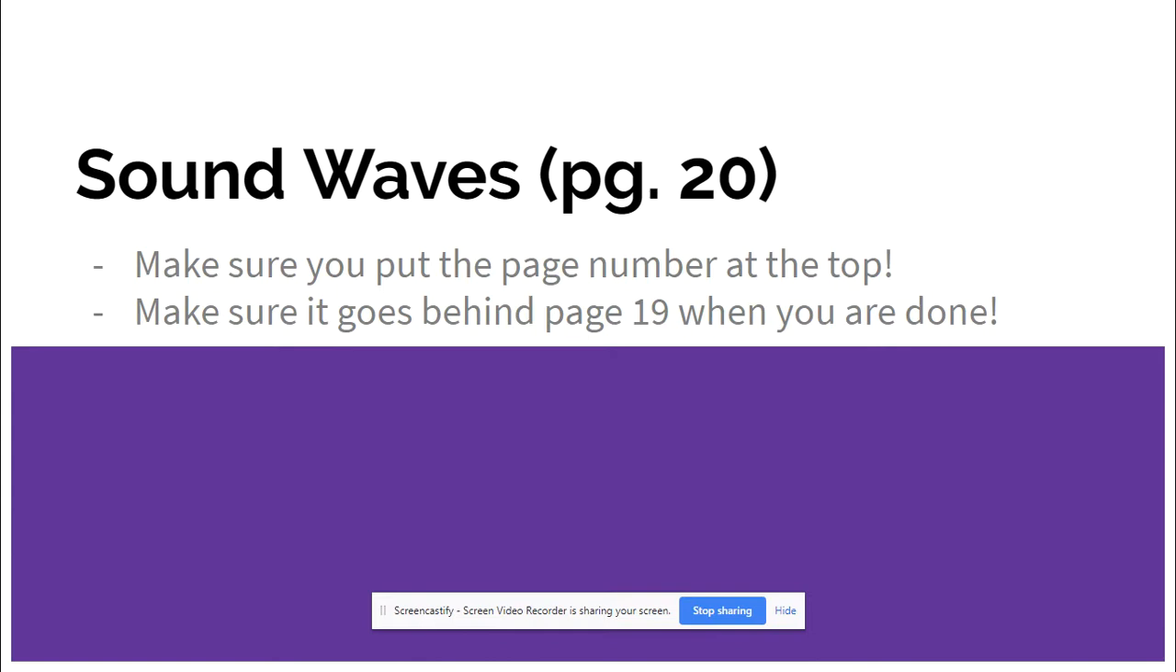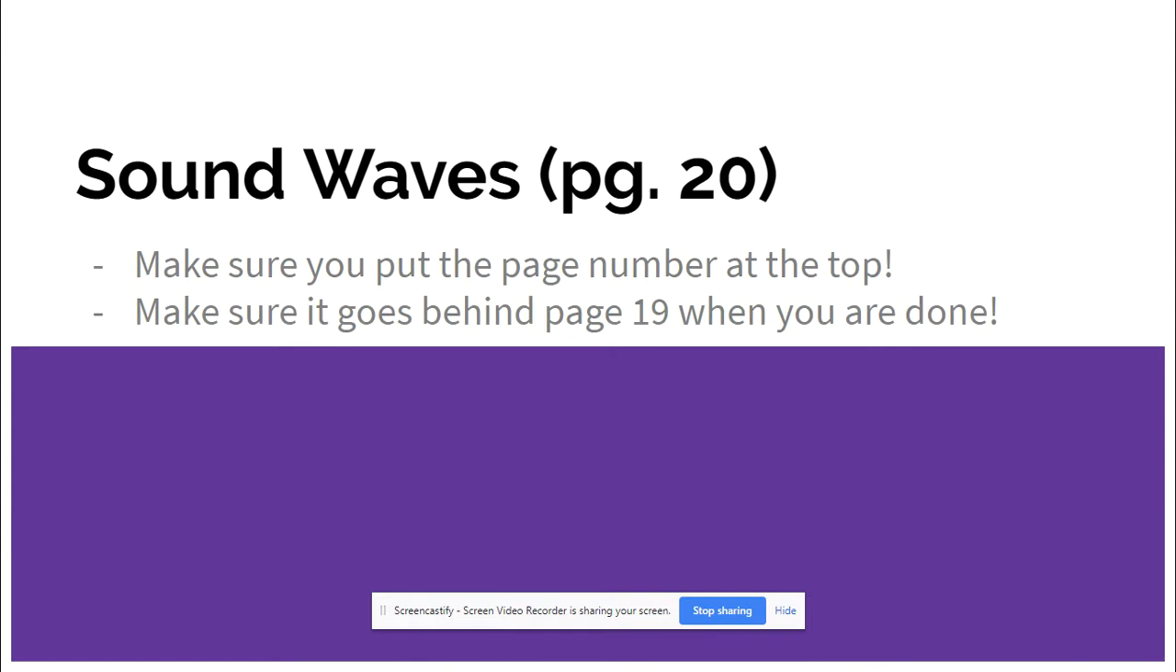Please write page 20 at the top. Make sure it goes behind page 19. That's the proper place for it. Some of you guys are keeping a really beautiful notebook and you're doing a great job with it. Some folks are just putting these papers wherever they want to put them, and they lost a lot of points. So make sure that you're keeping your notebook up and that everything goes where it belongs.